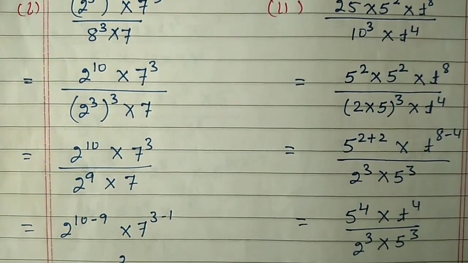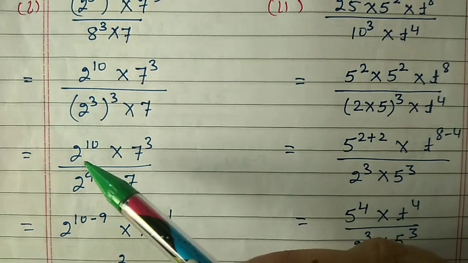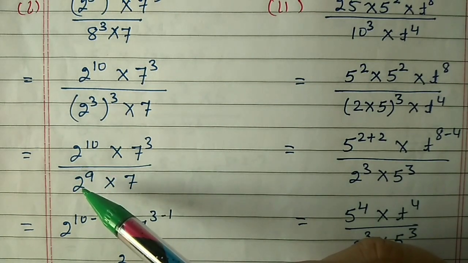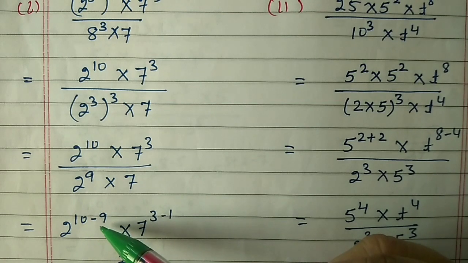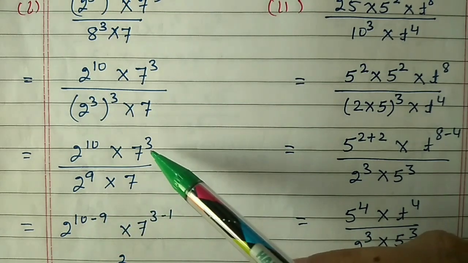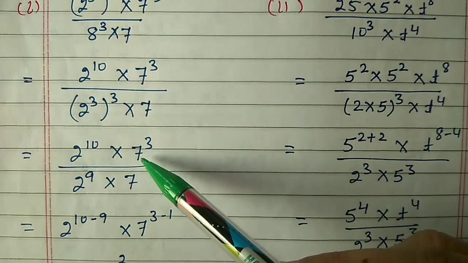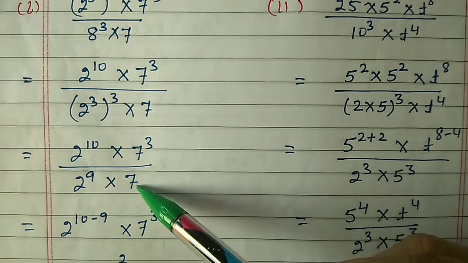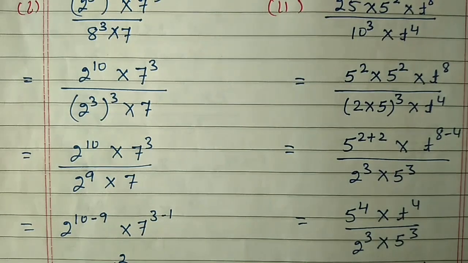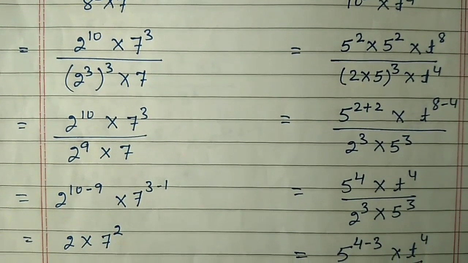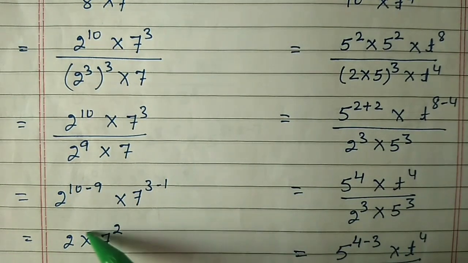Next we will use the law of exponent. 2 to the power 10 divided by 2 to the power 9. It means power we have to subtract. So it will become 10 minus 9. And same thing we will do for 7 also. 7 to the power 3 divided by 7, means power 1 is there. So we can write it as 7 to the power 3 minus 1. So our answer is 2 to the power 1.